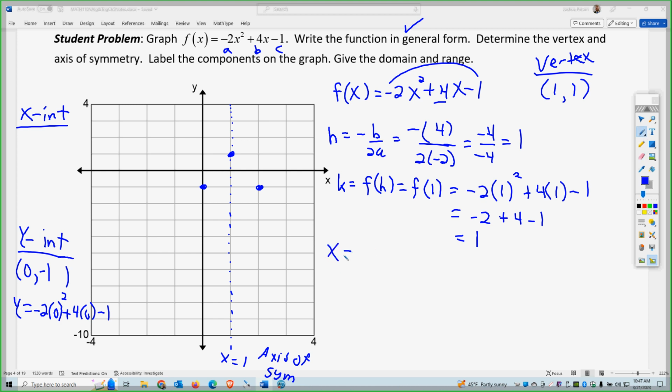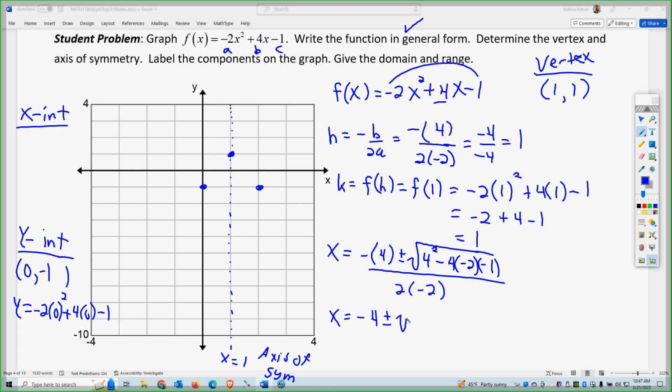Okay, so x equals negative b plus or minus the square root of b squared minus 4ac all over 2a. So x equals negative 4 plus or minus the square root of 16 minus 8 over negative 4, right? So what I really get here is x equals negative 4 over negative 4 plus or minus the square root of 8 over negative 4. So what I really get in the end is x equals 1, because negative 4 over negative 4 is that.